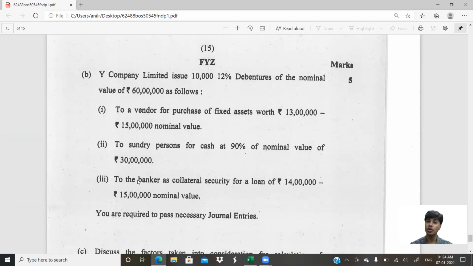So you're issuing debentures at discount. The seller is not giving you discount. You purchased 13 lakh worth furniture or fixed assets. You should give him how much debentures? 13 lakh. What did you do? Instead of giving him 13 lakhs, you give him 15 lakhs worth debentures. So when you give 15 lakh worth debentures, you're giving 2 lakh worth debentures without receiving any assets or cash. That is discount.